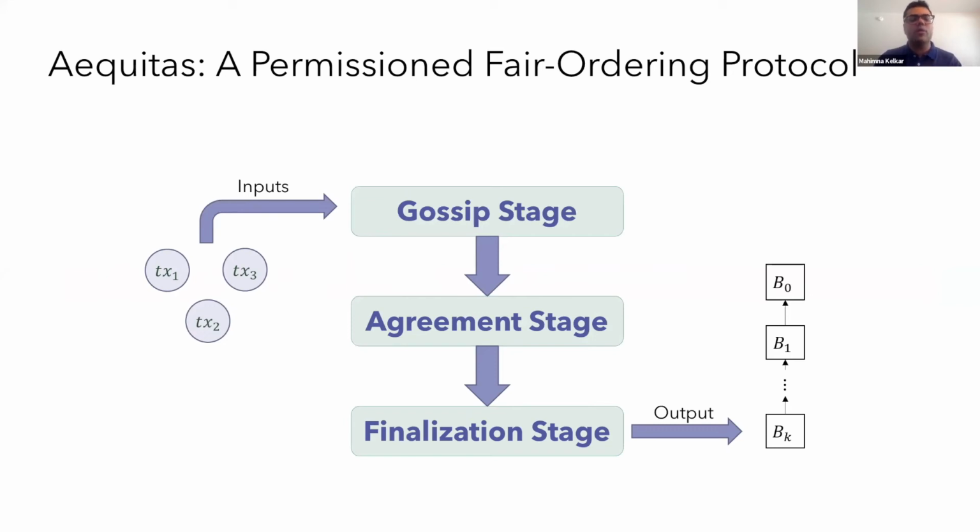So basically, our protocol takes place in 3 stages, and all of the transactions that are input into the system go through each of these 3 stages before being delivered to the output log. The first stage is the gossip stage, the second stage is the agreement stage, and the third is the finalization stage, after which the transactions are output into the blockchain.